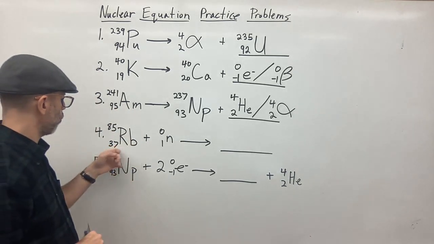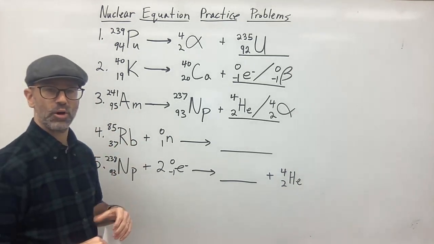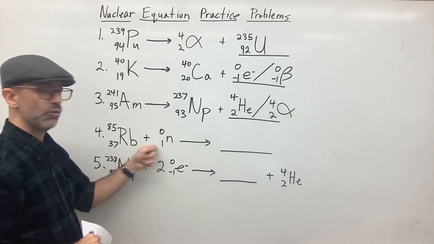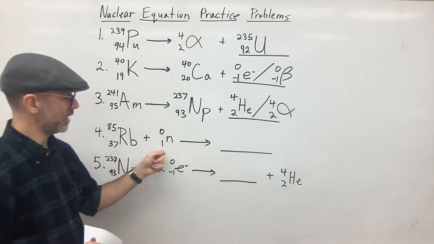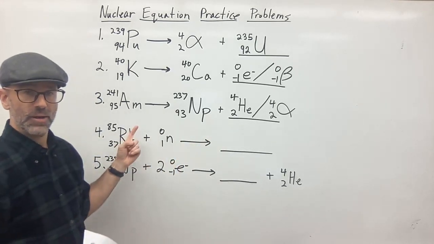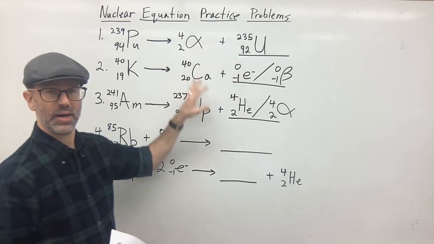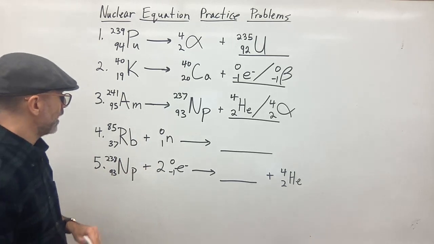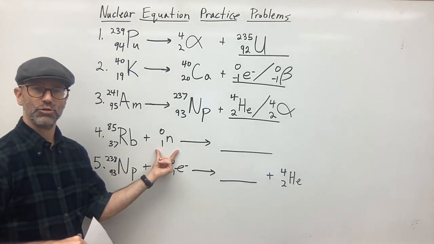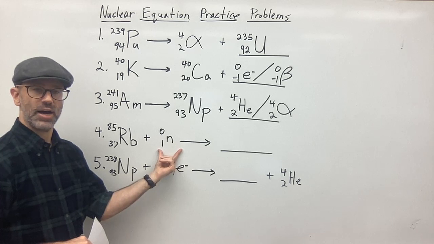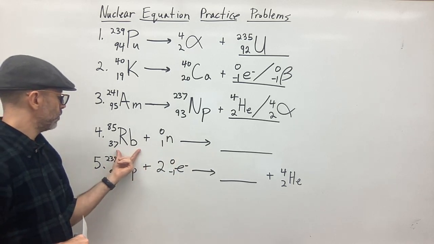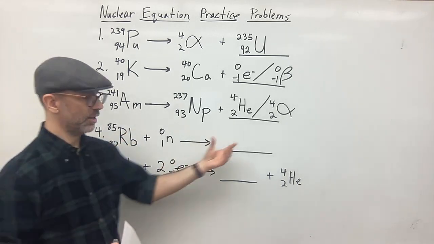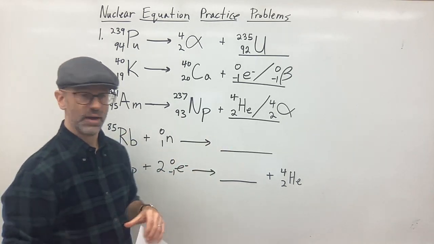What about number 4? Now 4 and 5 get a little bit more complicated. Here we have two things on the reactant side and one on the product side. We've been dealing with multiple on the product side, but you can have multiple on the reactant side too. And here we have the symbol for a neutron. So we're bombarding rubidium 85 with the neutron, adding that to the nucleus, and then we're going to figure out what we get from there.